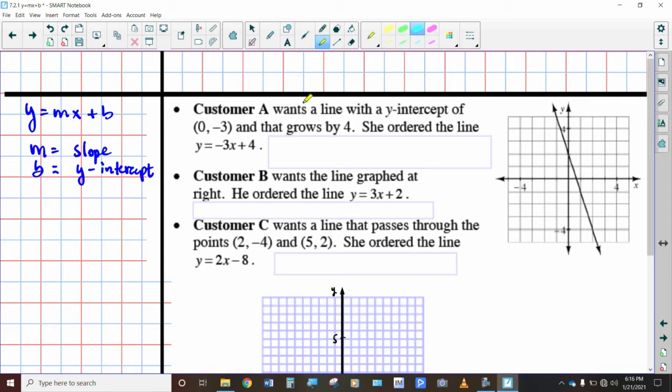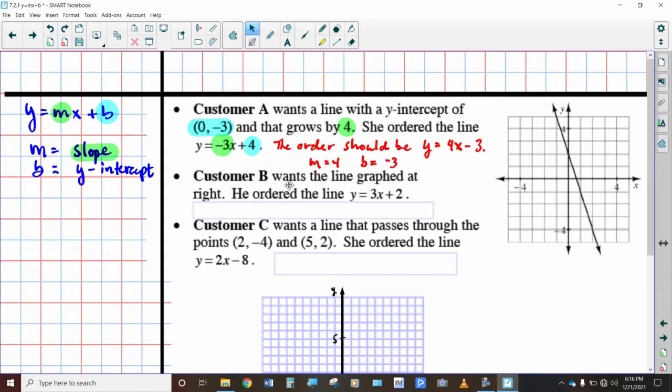So when it says here that she wanted a y-intercept of (0, -3), looking at the equation, I can already see where the problem is. She wants it to grow by 4. That would be the slope. And you can kind of see what happened, right? Can you kindly fix her order and tell her what the equation was supposed to be? If she wants a y-intercept of -3 and a growth rate of 4, what should the rule state? If you said it's supposed to be y equals 4x minus 3, then you are absolutely right.